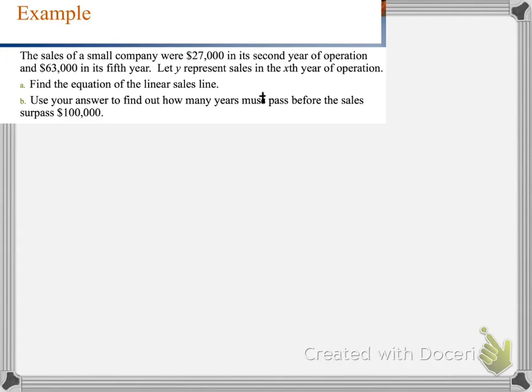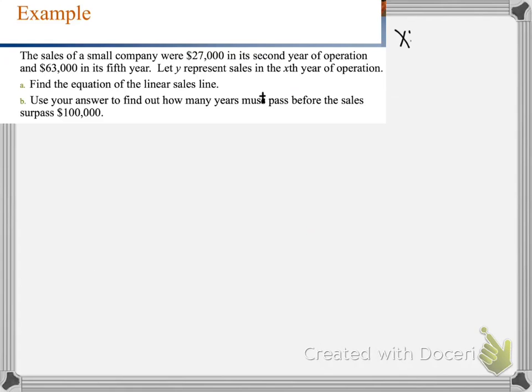Okay, in our next example, it says we know that the sales for a small company were $27,000 in its second year of operation and $63,000 in its fifth year. We're going to let y represent the amount of sales during the x year of operation. Two parts to this question. The first one, we need the equation for a linear sales line. And then the second part, we're going to use that answer to find out how many years must pass before the sales surpassed $100,000. Again, since we have this application problem, I'm going to start by listing out what our variables represent.